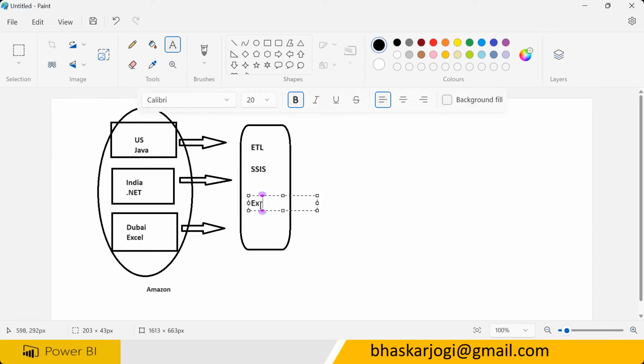ETL means what? Extracting the data. Extract means read the data, and transform the data. What is a transformation? Transformation means, as I told you, you have to clean the data. Cleaning is important here. Then we are going to be loading the data. So extract the data from Java, from .NET, from the Dubai Excel sheets. Wherever there is data, you should be able to use ETL tools.